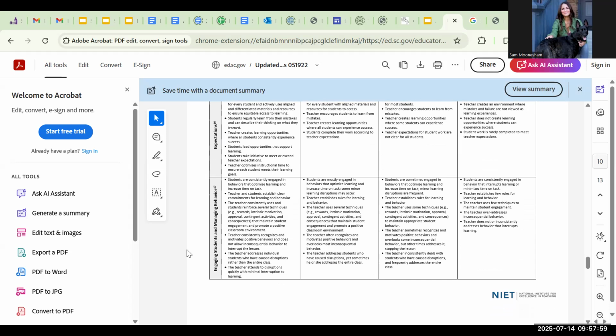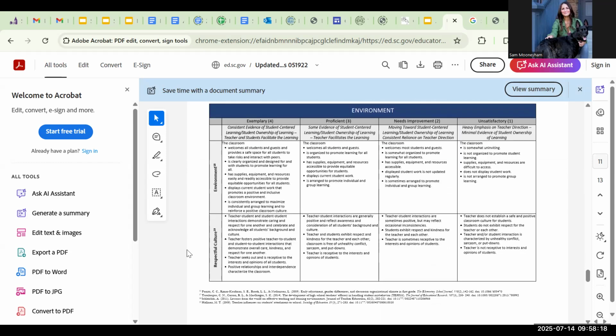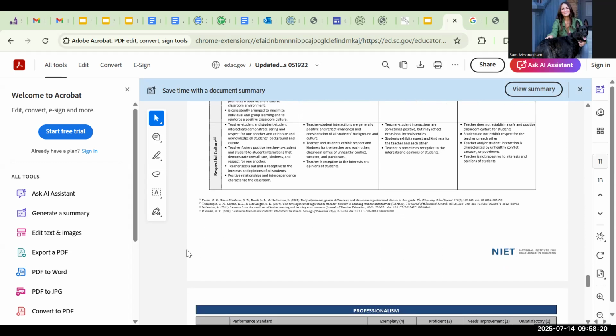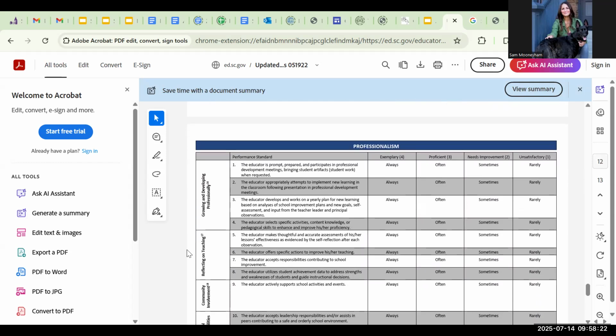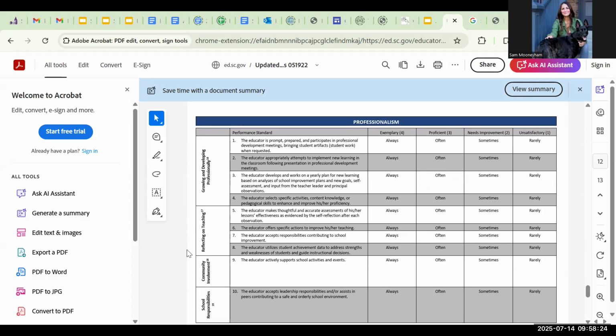You could say something like, my mentor teacher really prefers that I limit what I have control over in the physical space because they have very intentionally created this space, and that's sufficient. We get it. So more environment, and then professionalism, the final domain here.